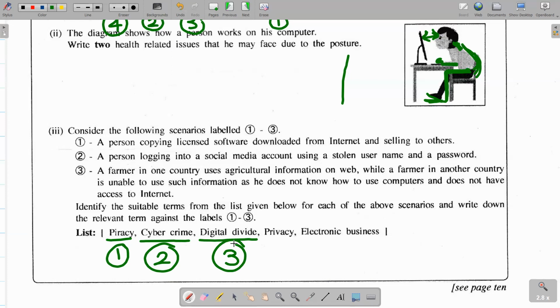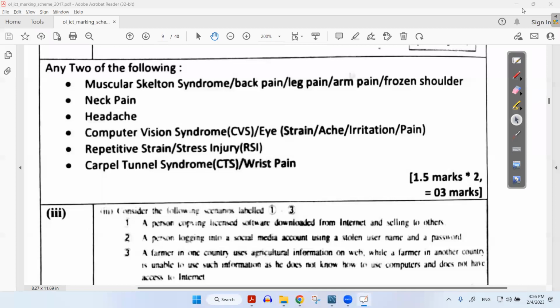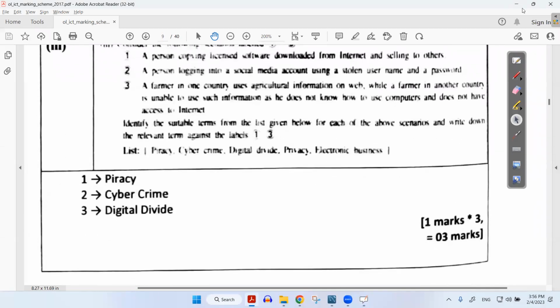So let's see whether these things are okay with the marking scheme. Yes, one goes with piracy, second goes with cybercrime, third goes with digital divide. So 3 marks if you got everything correct. And people who have done it, just see how much you got out of 10.